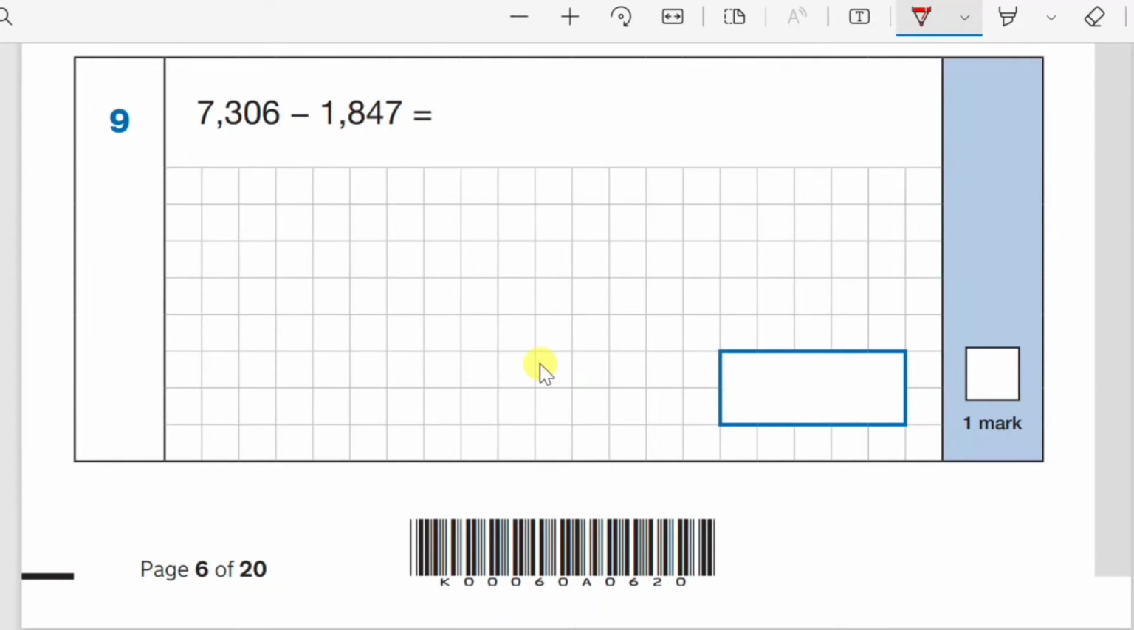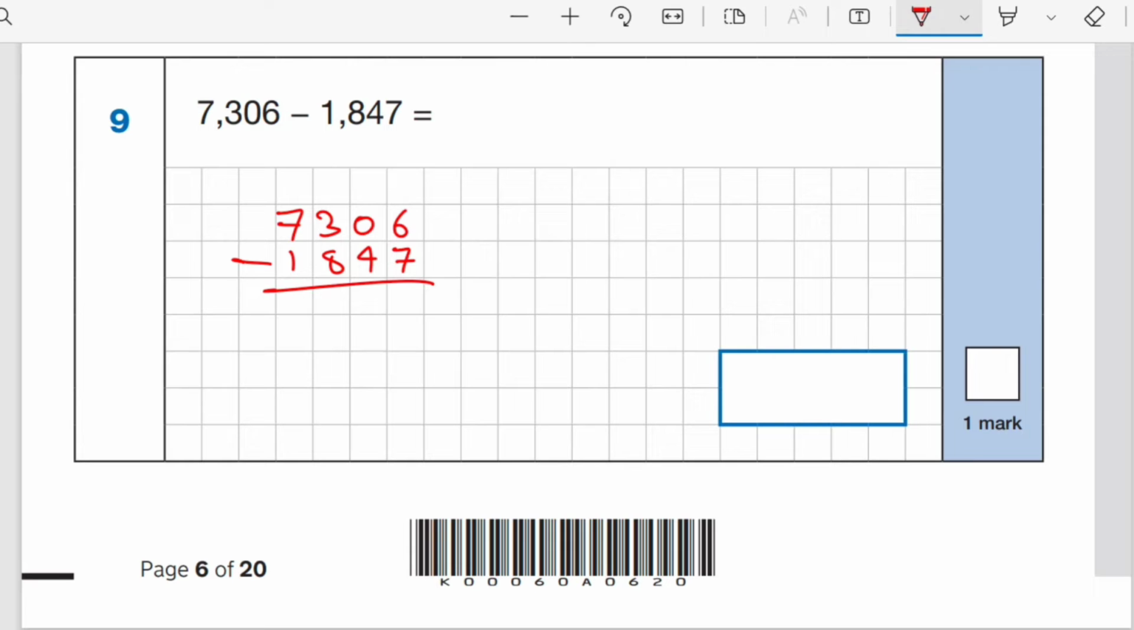Now for number 9, we got 7,306 minus 1,847. So let's lay this out, yeah, in a nice column. So we got 7,306 and then 1,847. Put a subtraction sign, and let's try this out. So first things first, 6 take away 7 you can't do because 6 is smaller. So we borrow from the neighbor, and you can't because there's nothing there. So we borrow from the 3.